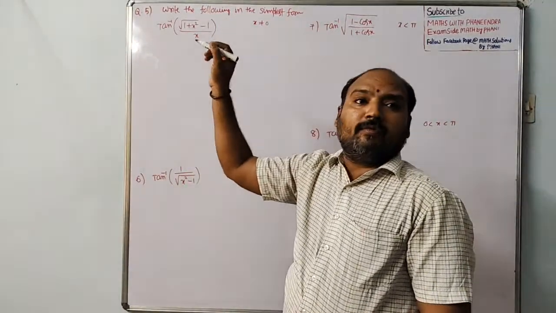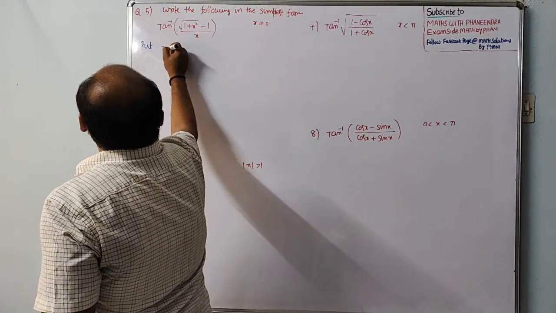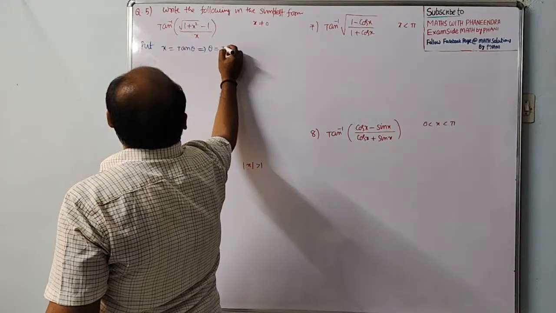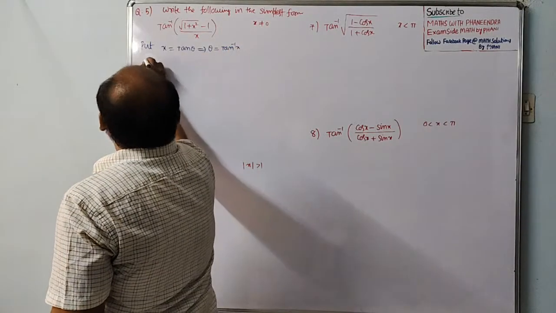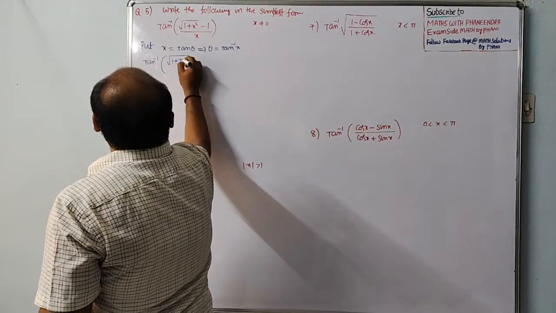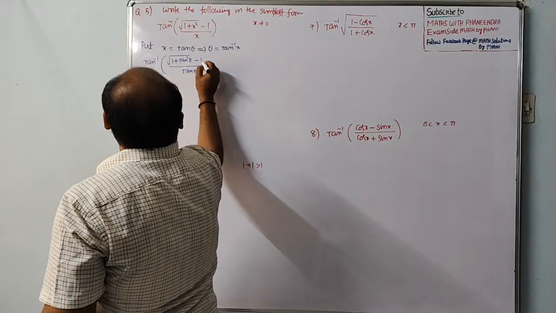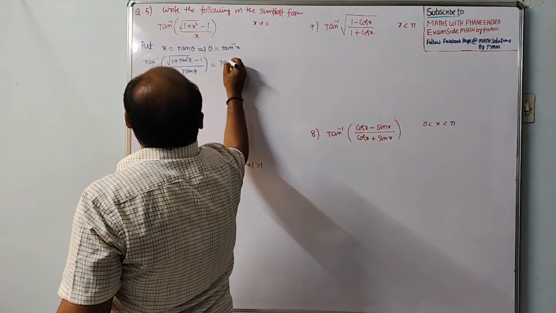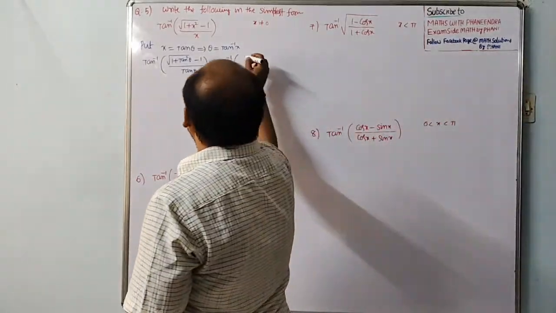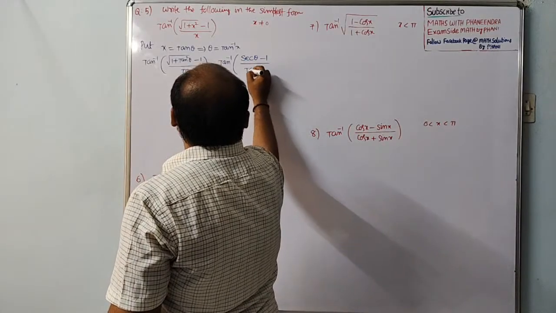Here, whenever it is in this form, put x is equal to tan theta. If you take theta is equal to tan inverse x, it will come. Therefore, tan inverse of root of 1 plus tan square theta minus 1 divided by tan theta. So, root of 1 plus tan square theta is secant theta. Secant theta minus 1 by tan theta.